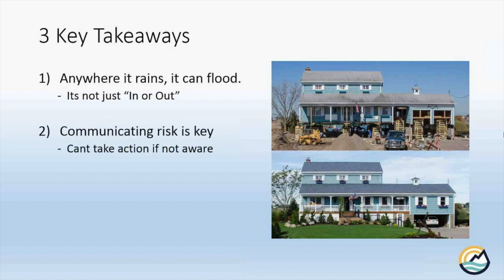Second key takeaway, guys, is communicating risk is key. If people don't know about a risk, they can't take action to reduce that risk. If you don't know about the sparking wire in your attic, you can't go up there and fix it. So communicating to people where these risky areas are and what you can do to reduce your risk is really key when you're talking about flood risk reduction.